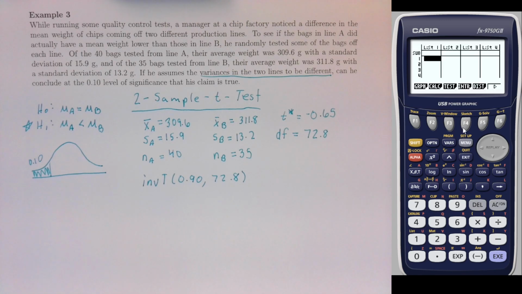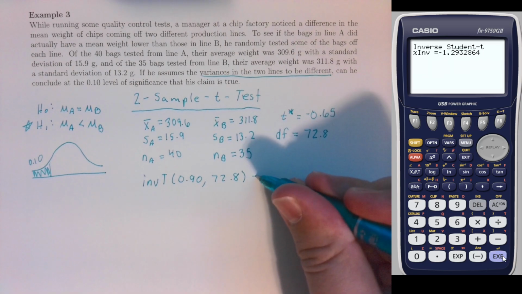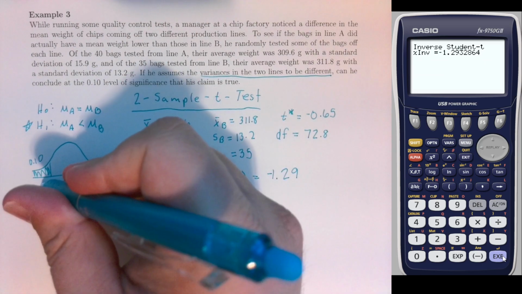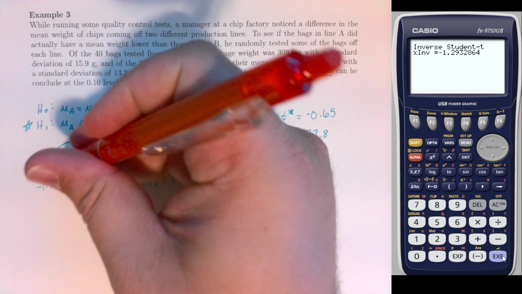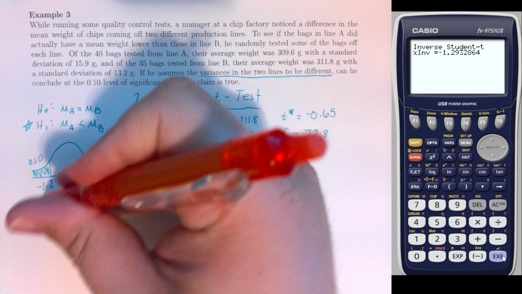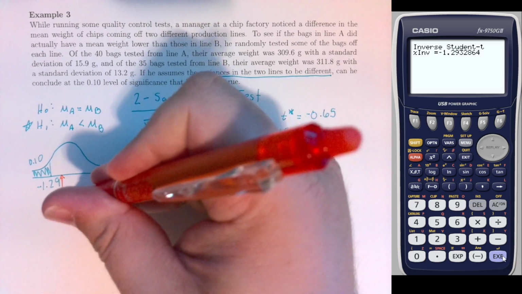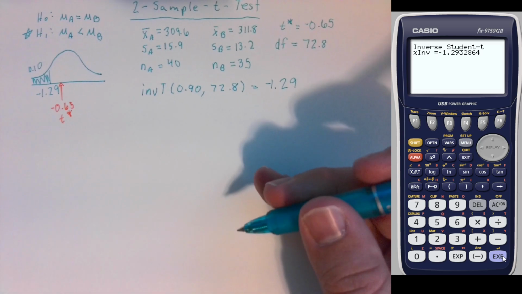Exit this, you go to distribution, T, inverse T, change that to 0.9. It has the 72.8 in there already, so we get negative 1.29. T star is negative 0.65, which falls to the right of that value. So we fail to reject the null hypothesis.